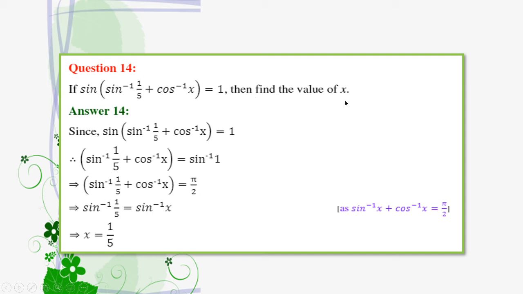14th question: sine of sine inverse 1 by 5 plus cos inverse x equal to 1, then find the value of x. Here sine inverse 1 by 5 plus cos inverse x is equal to sine inverse 1. Taking sine inverse to both sides, that's what basically we have done. Then sine inverse 1 by 5 plus cos inverse x is equal to pi by 2. We know this property.